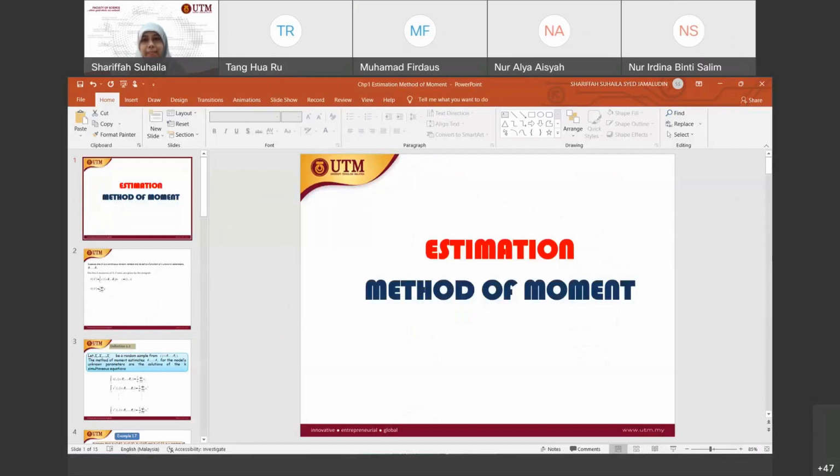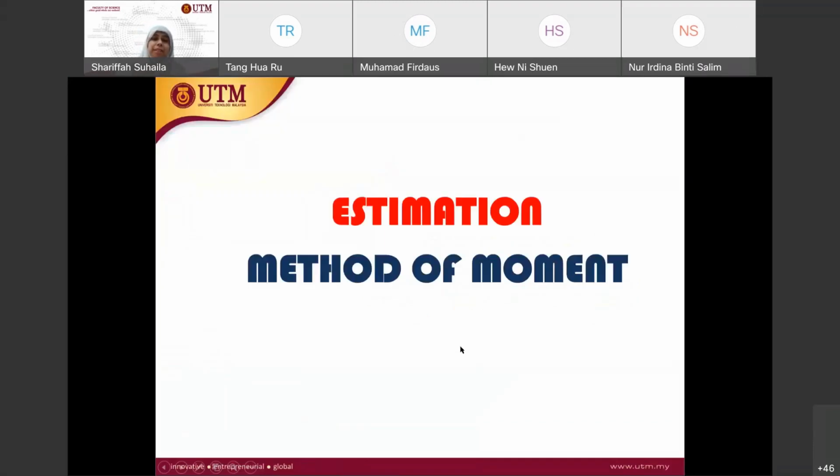Method of moment. Again, it is the same concept that you already know from your mathematical statistics. We already highlighted the definition. What is moment? Moment actually has moment about the mean and also moment about the origin. Normally we use method of moment when it is quite difficult to use MLE to find the parameter estimation.